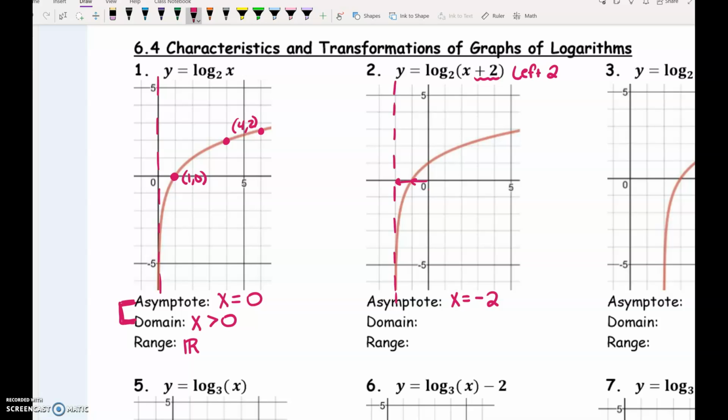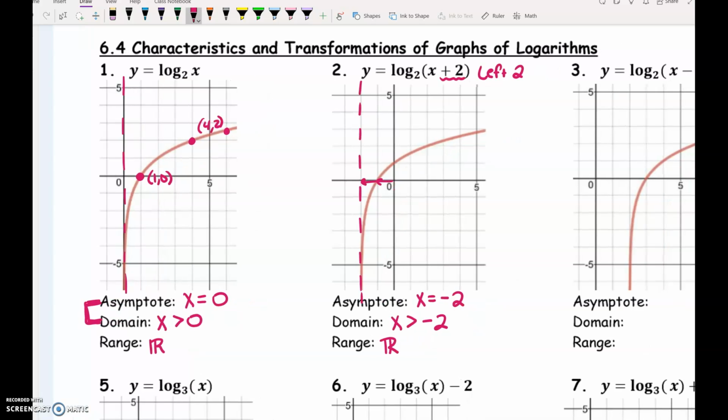The domain: all of the points are on the right side of that asymptote, so x is greater than negative 2. And then the hardest part, I'm being incredibly sarcastic. What is the range? All real numbers.